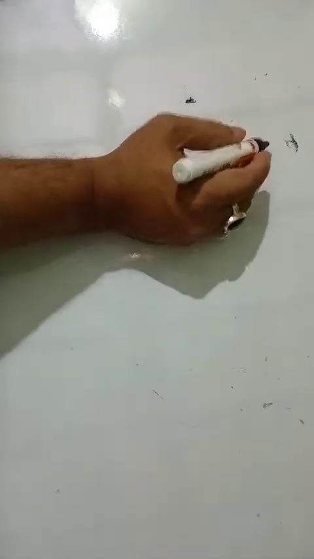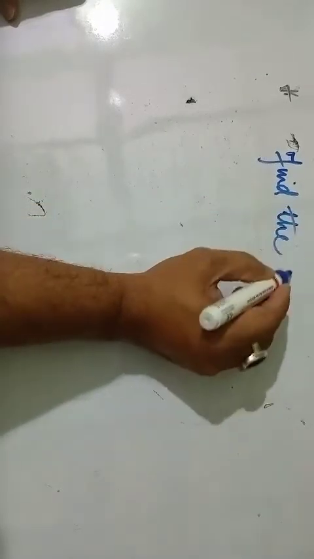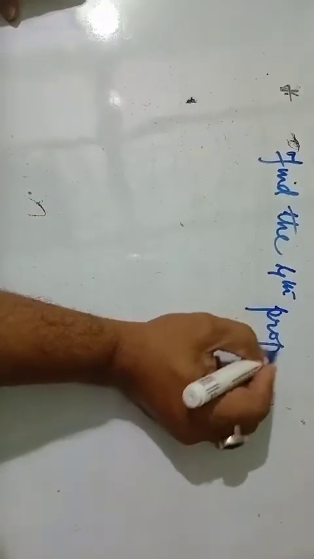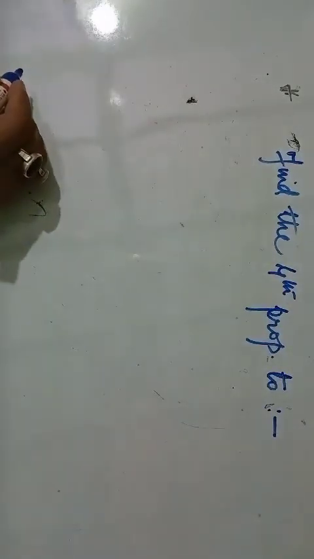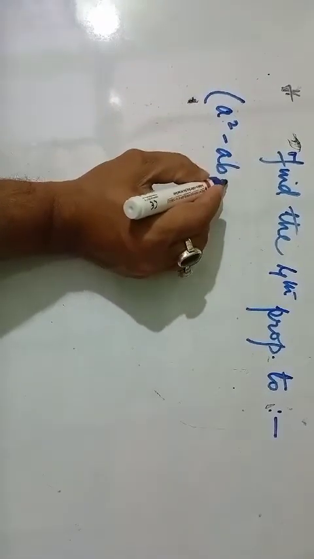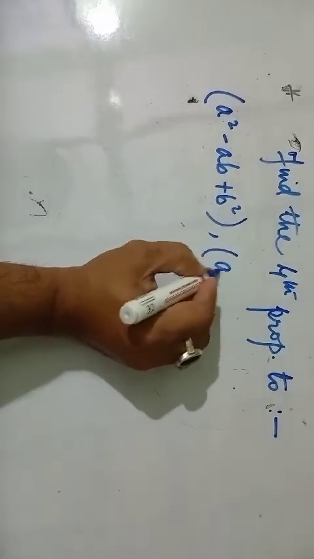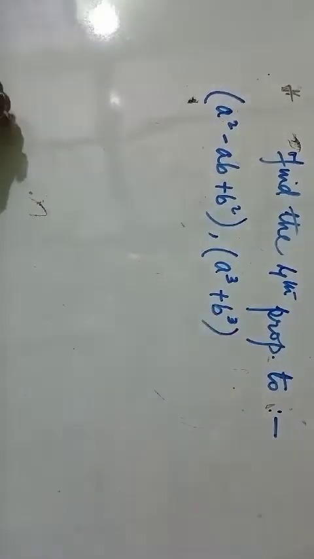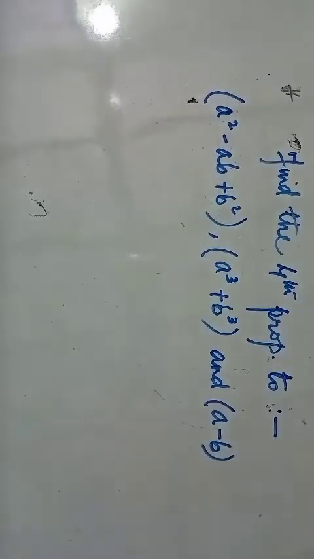Let's say, for example, let us begin with this question first. So the question here is that we have to find the fourth proportional to a square minus ab plus b square in one bracket, comma, you have a cube plus b cube as the next, and you have a minus b as the third one.